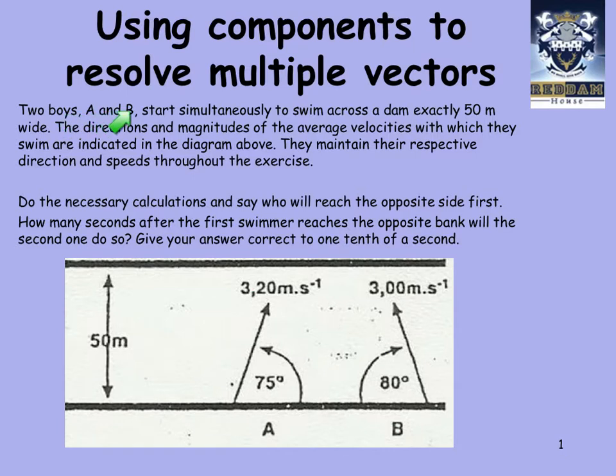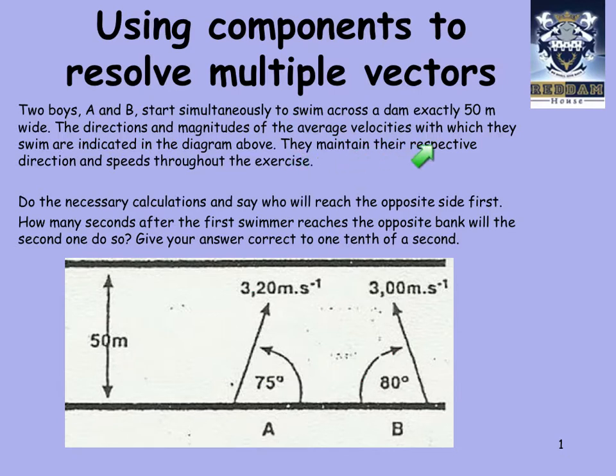Two boys A and B start swimming simultaneously across a dam exactly 50 meters wide. So we've got 50 meters, we've got boy A, we've got boy B. The directions and magnitudes of the average velocities with which they swim are indicated in the diagram. So we've got 3,2 meters per second and we've got 3 meters per second. 3,2 is at 75 degrees, 3 is at 80 degrees to the bank in both cases.